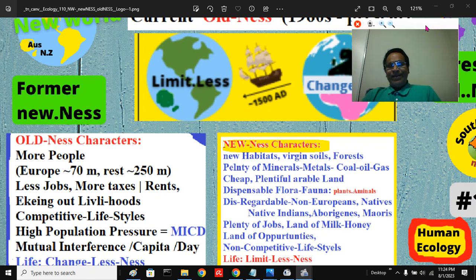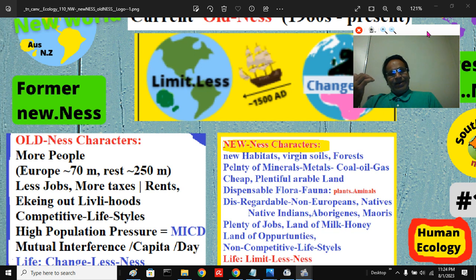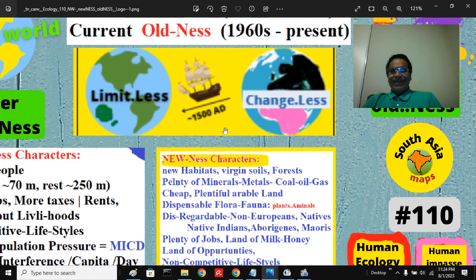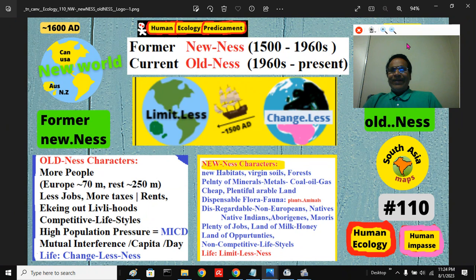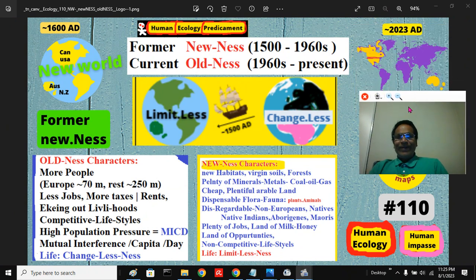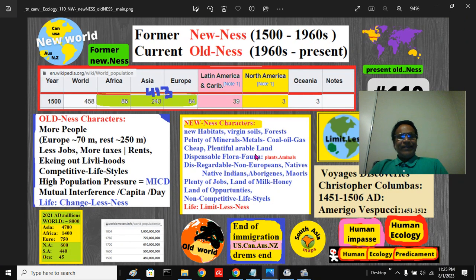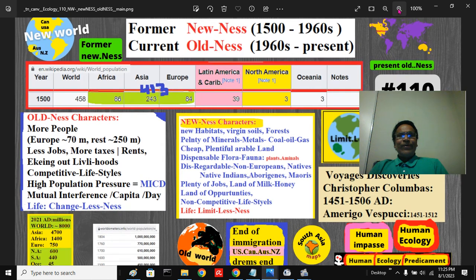People who live there are people who discern these points from an ecological perspective. There used to be, in the newness, which means land of opportunities, plenty of opportunities, non-competitive lifestyles. Life is limitless. Limitlessness is the character of the new world. Changelessness is the character of the old world. Let's go and explore this in a little more detail. These are essentially the same points I am putting here, but bringing a little more detail.